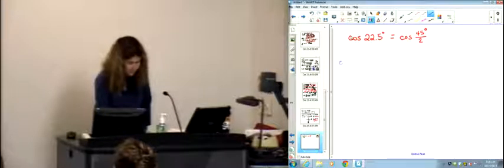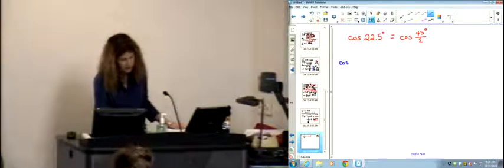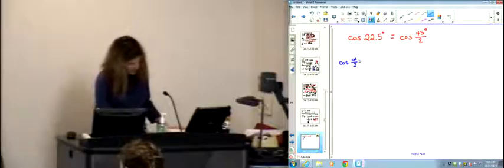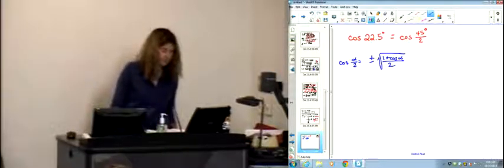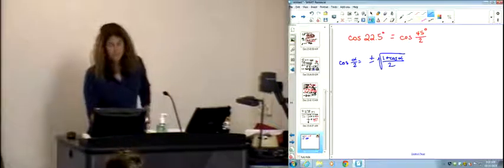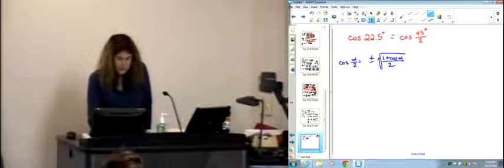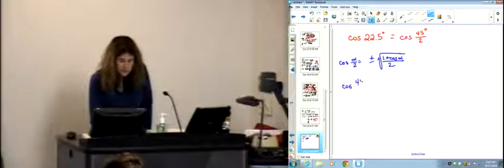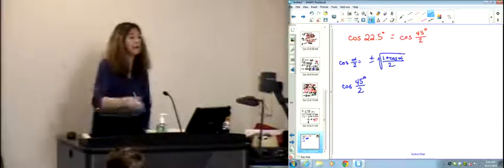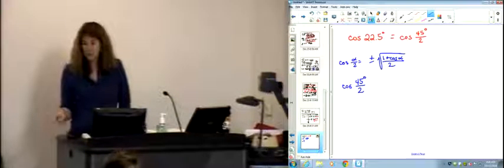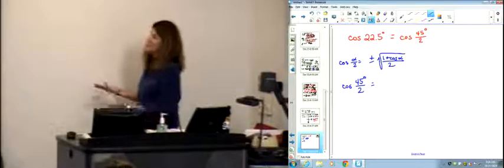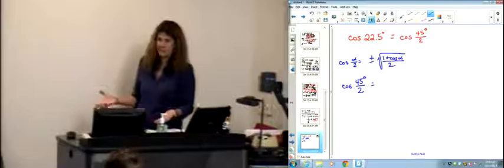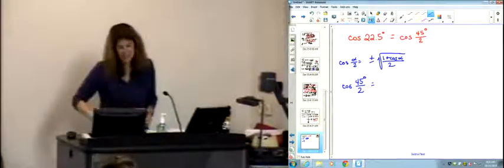My formula over here, let me put the formula back up for the cosine of the half angle. Remember, the cosine of the half angle was plus or minus the square root of 1 plus cosine alpha over 2. So that means for my problem here, I'm working with the cosine of 45 degrees over 2. 45 degrees is my alpha value in my formula. Now, the good news about this part is it actually tells us the angle. 22.5 degrees, we know where that is. We know we're in the first quadrant. We know the cosine's positive.